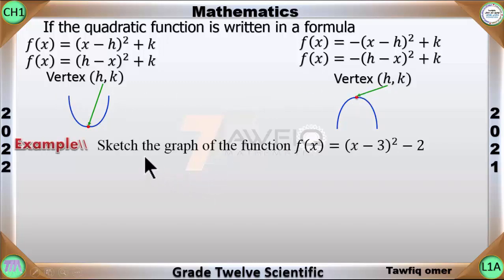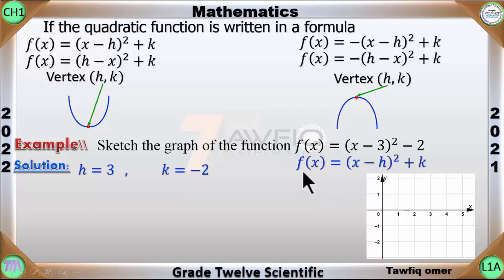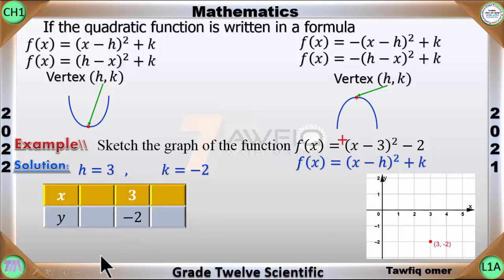Example, sketch the graph of the function f(x) equal x minus 3 square minus 2. Compare the function with the function f(x) equal x minus h squared plus k. We can see h is 3 and k is minus 2. The 3, minus 2 is the vertex of the function. And now we must take another point. Take h equal 3 in the middle and take another value for the variable x. One of them smaller than 3 and the other is bigger than 3.